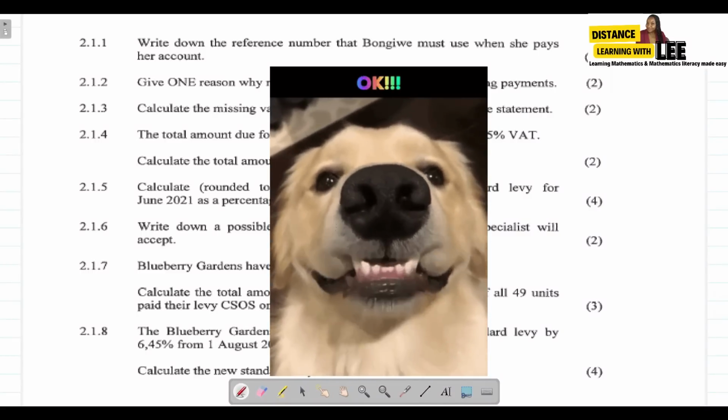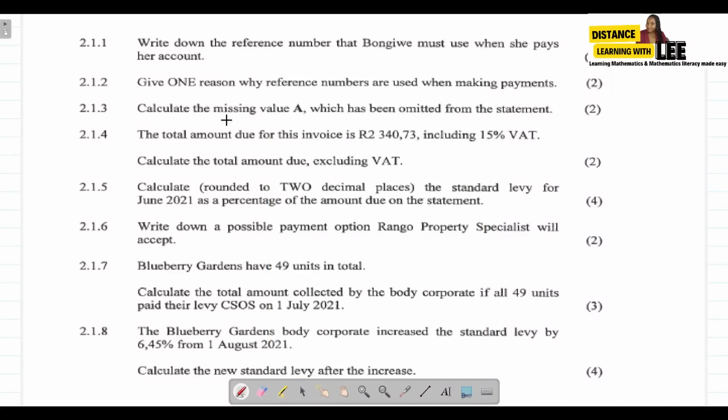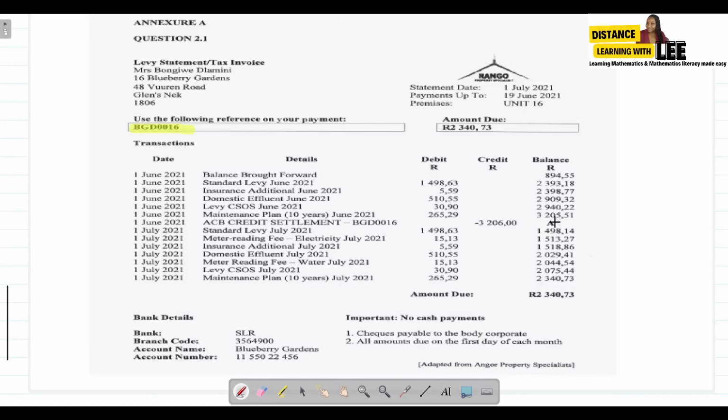Let's continue. Question 2.1.3: calculate the missing value A, which has been omitted from the statement. Omitted means they haven't given us the figure there, so we need to calculate what that figure is. How do we calculate that figure?